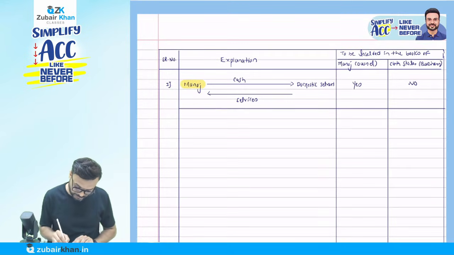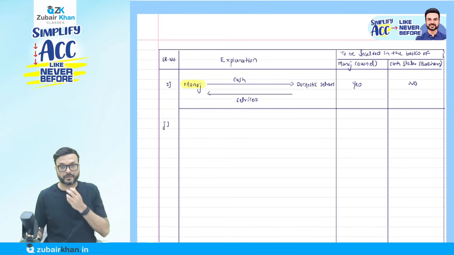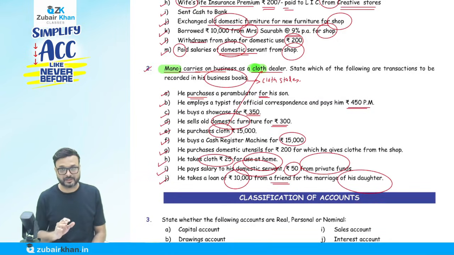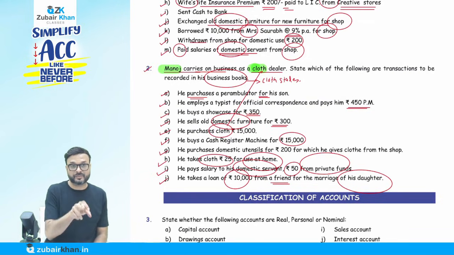Next one. Okay. So it is mentioned here that he takes a loan of rupees 10,000 from a friend for the marriage of his daughter. Okay. But he's taking a loan from his friend, not from business. So business is not involved.